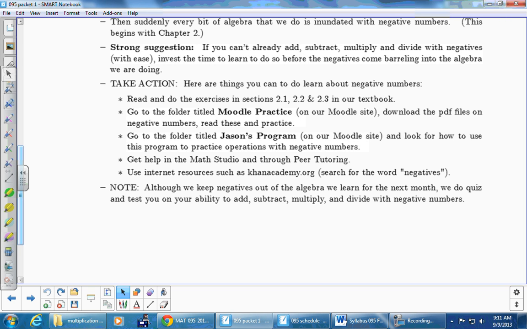All right, so here's a note. Although we keep negatives out of the algebra we learn for the next month, we do quiz and test you on your ability to add, subtract, multiply, and divide with negative numbers, all right? So on the very first quiz, you will find some arithmetic of negative numbers problems.